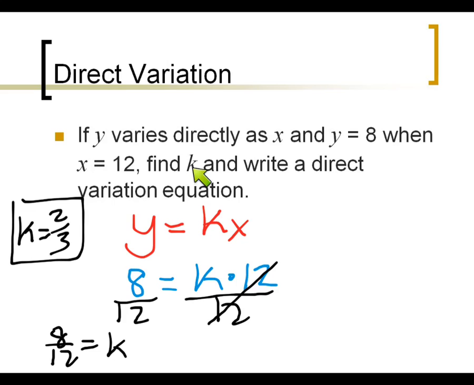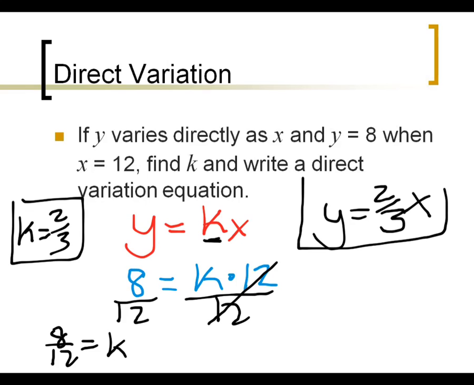It said find k and then write a direct variation equation. When you write a direct variation equation, all you do is replace k. So I already know what k equals. So my direct variation equation is y equals 2/3 x. That's my two answers. So that means every y coordinate is 2/3 of every x coordinate. Okay? So if I take 2/3 times every x coordinate, that gives me the y coordinate. This is my constant of variation, or that's the k value. That's my direct variation equation.